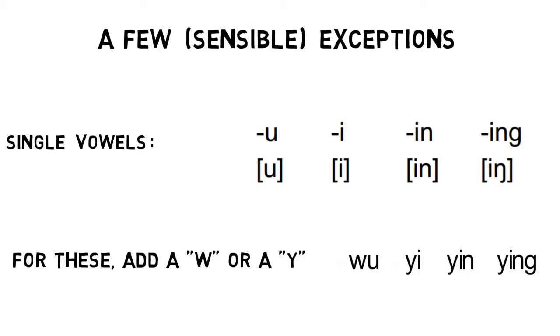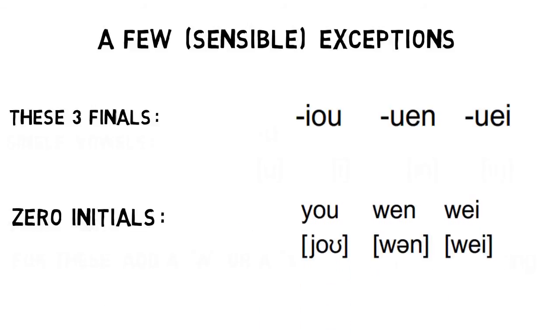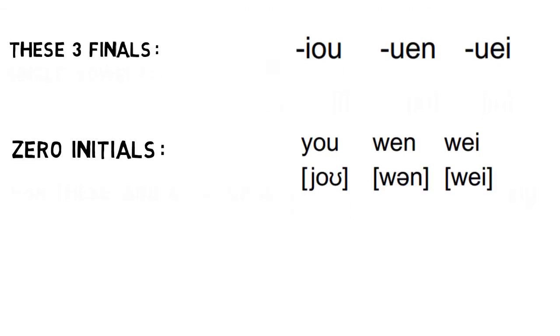The only other spots where the 0 initial is spelled a little differently from the syllables that have initials is for the first 3 finals we discussed in the beginning of this video. The finals iou, uen, and uei. While you'll drop the middle letter in those finals when they have initial consonants, when it's a 0 initial, you don't do that. Giving you you, wen, and wei. And that's it for exceptions.